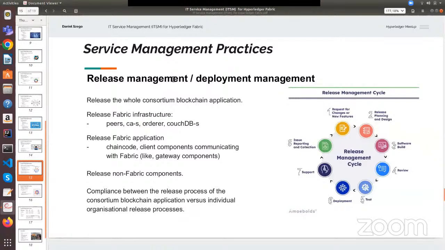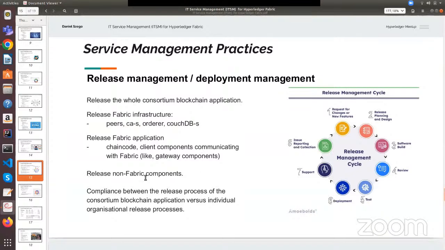Then we get release management and deployment management. I covered these topics, so I'm just covering them very fast. Here, we have chaincode, which is a replicated component. You might also have some client components, especially ones communicating with the gateway. These are more like applications, so they have release management and deployment management ideas similar to any application, apart from the fact that usually you need multi-organizational coordination. The other parts are peers, CLIs, orderers and CouchDBs. These are more infrastructure-oriented parts.